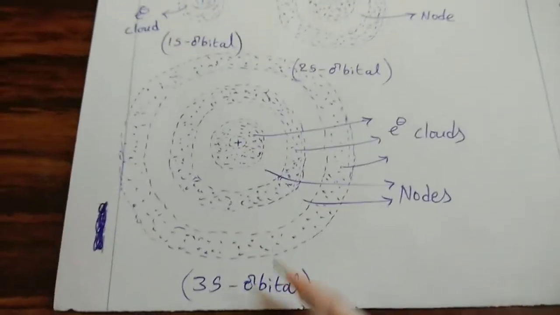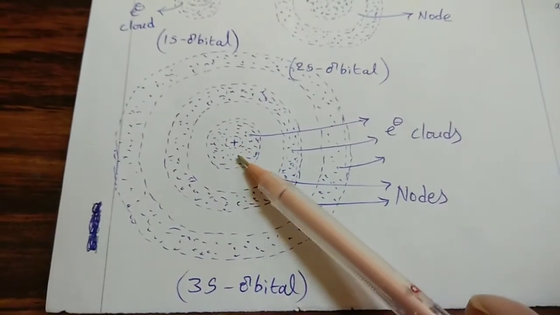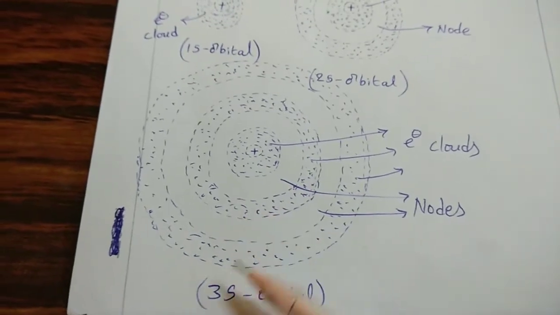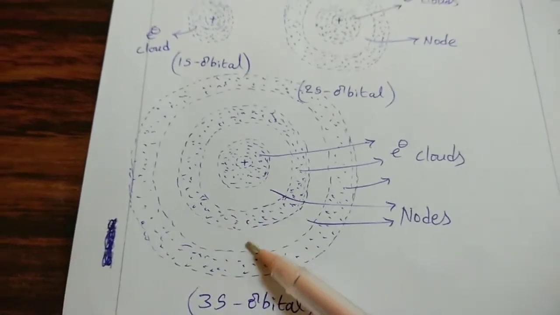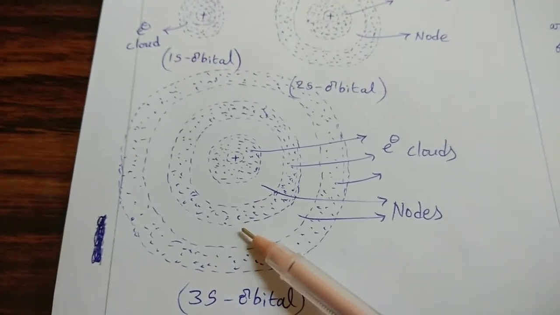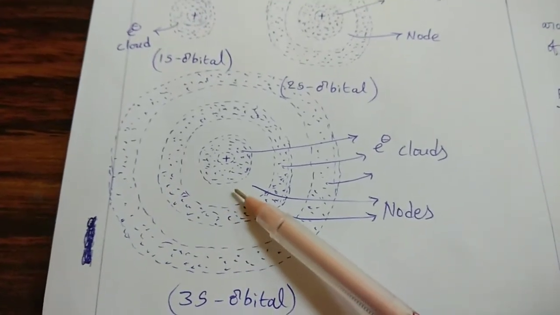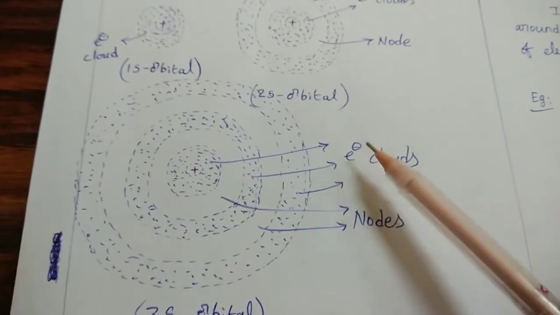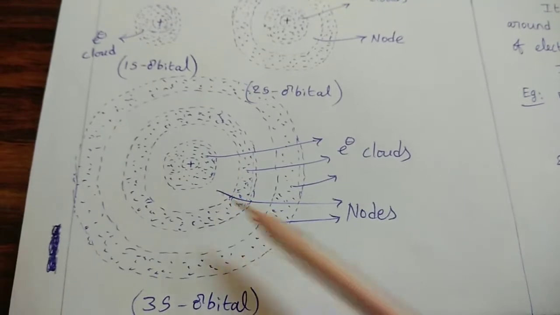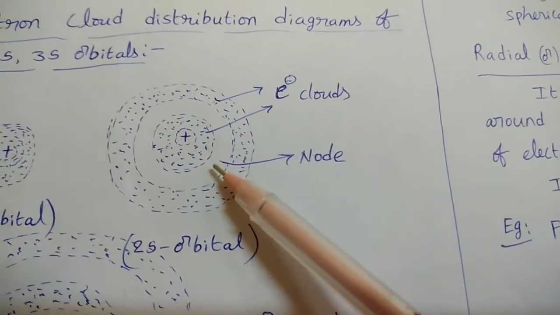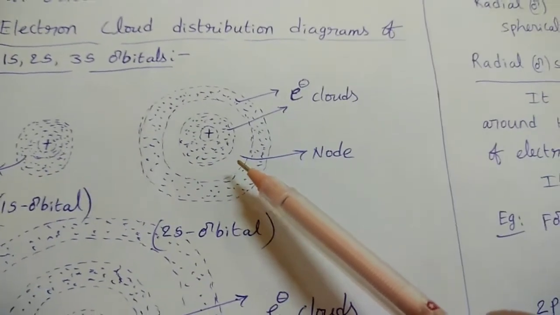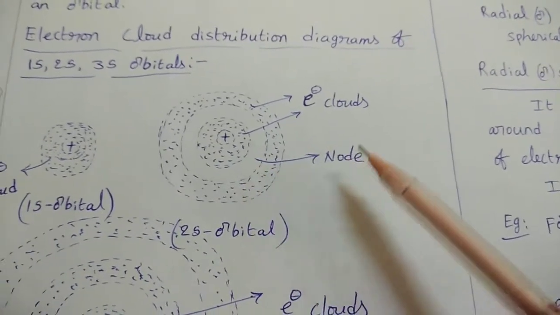Next, for the 3s orbital, this is the nucleus. These places represent the electron cloud. Here also electron possibility, this one also electron possibility. This gap represents no electron existence. Here also the electron does not exist. So this is an electron cloud, this and this are also electron clouds, and this is called a node, this one is also called a node, and this is also called a node. The place where the probability of finding electron density is 0 is called a node.